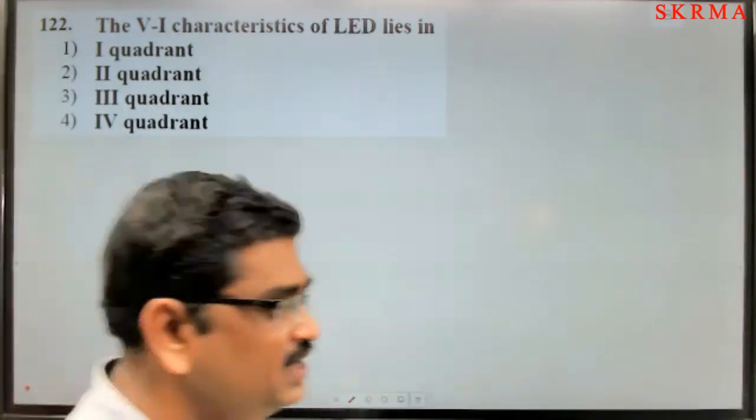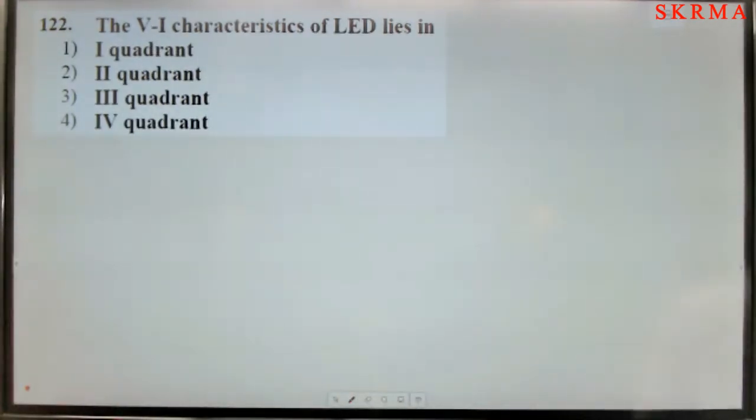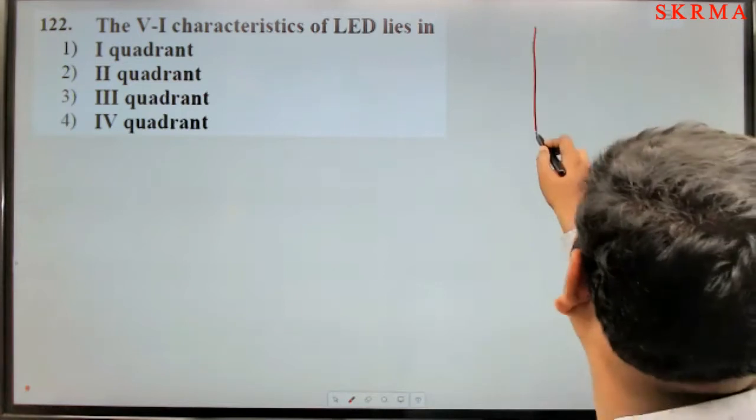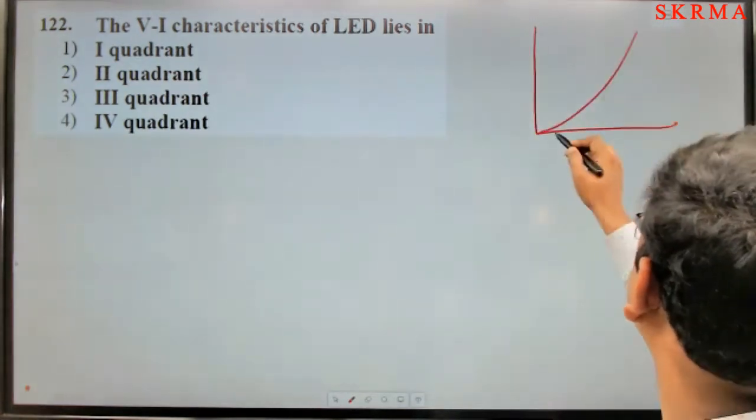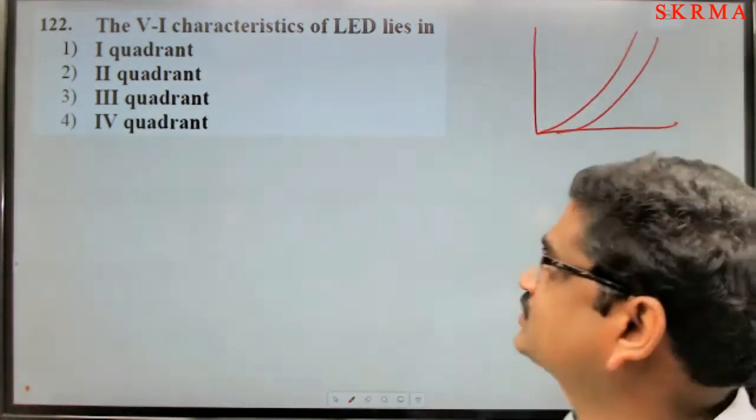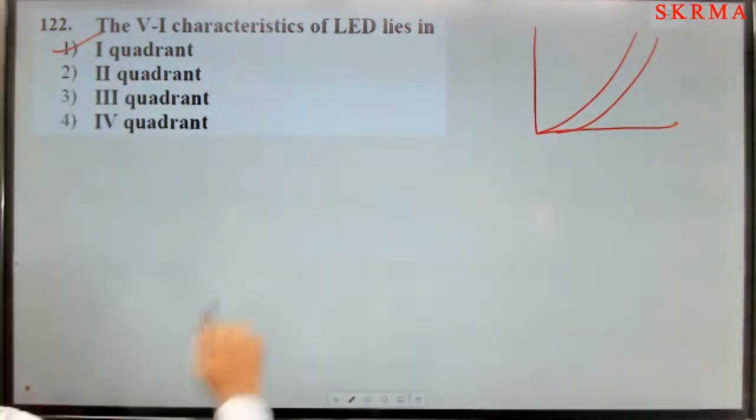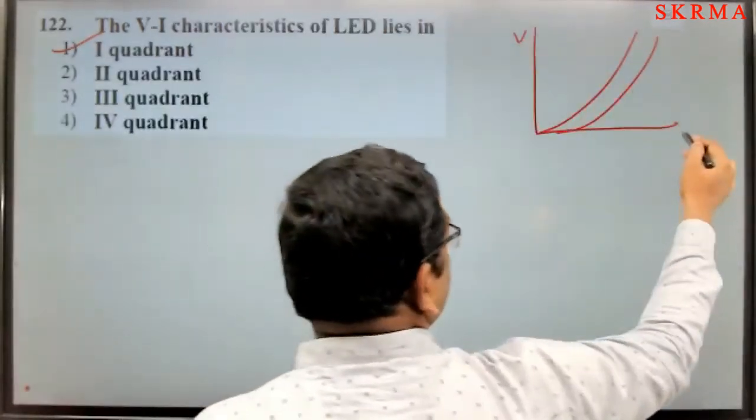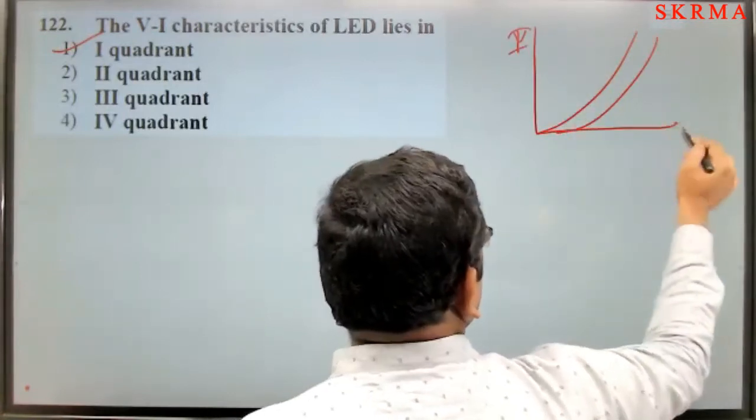Next. VI characteristics of LED in which coordinate? For LED, if you draw VI characteristics, then that is in which coordinate? So that will be like this. So first coordinate. So I and V.